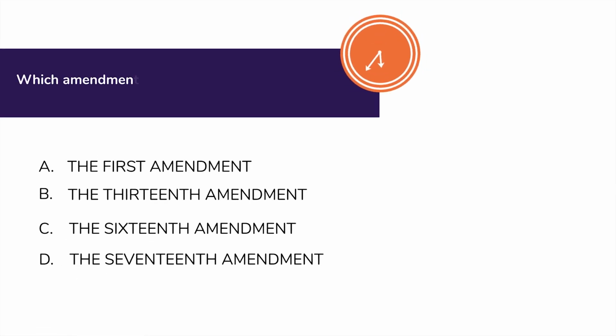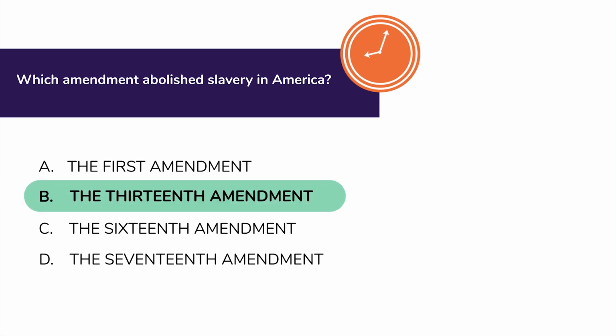Now let's take a look at a government question. Which amendment abolished slavery in America? The 1st, 13th, 16th, or the 17th? The correct answer is B. The 13th Amendment, passed in 1865, outlaws the institution of slavery in the United States. It states, "Neither slavery nor involuntary servitude, except as a punishment for crime, whereof the party shall have been duly convicted, shall exist within the United States or any place subject to their jurisdiction." Remember, 13, 14, 15 are all post-Civil War amendments to end slavery and increase voting rights.